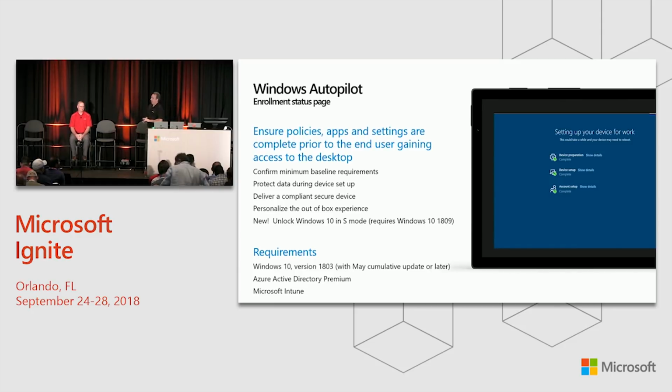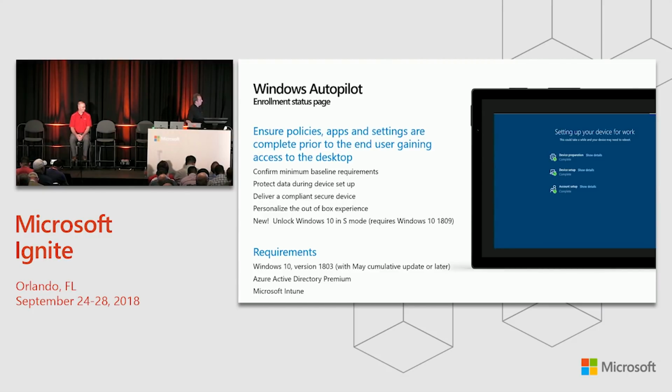So the enrollment status page then was what we saw in the user-driven deployment scenario to display progress. It goes through the 3 phases of the deployment: device preparation, device setup, and then after the user signed in for the first time, the account setup. So you configure that once so that we can hold on that screen until the process is done.